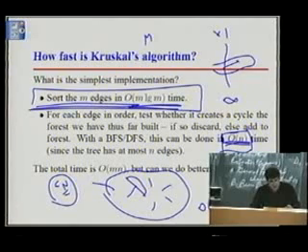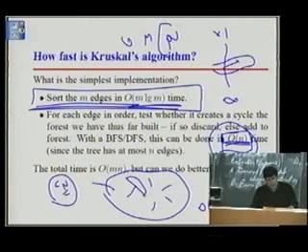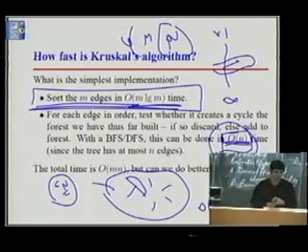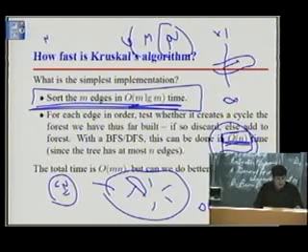For each of the m edges, I am spending order n time. That gives me an order n times m algorithm. Any questions about that? How many people here see why, as implemented now, Kruskal's algorithm is n times m? Why isn't it n times m plus m log m? That's a good question.